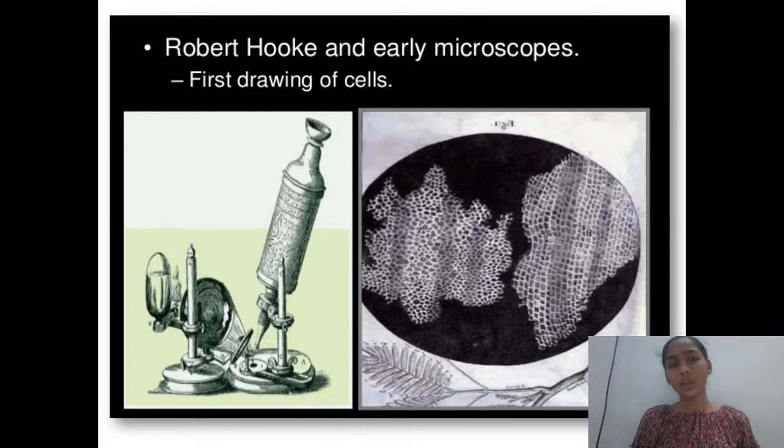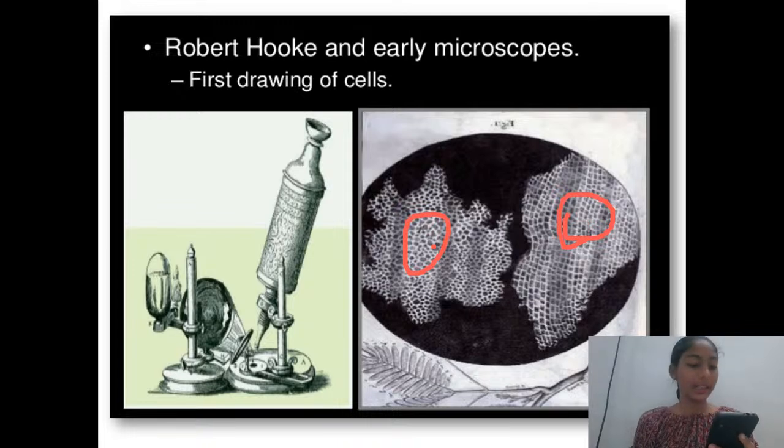Robert Hooke's early microscope and his drawing of cells. So this is the picture of what he saw. As you can see, this actually looks like a honeycomb, right? Yes, it does, and yes, this looks like a honeycomb.